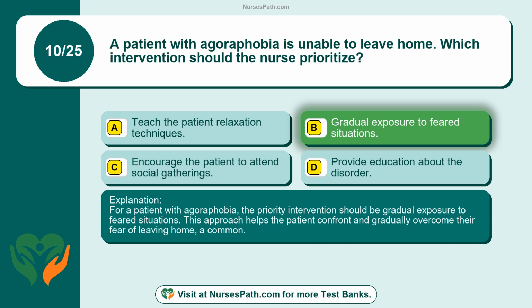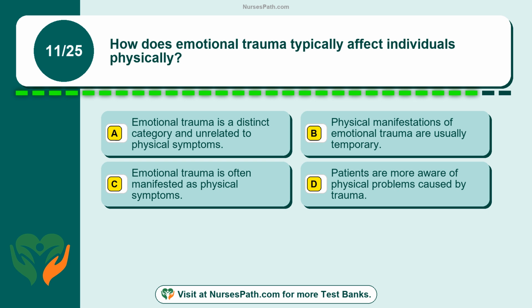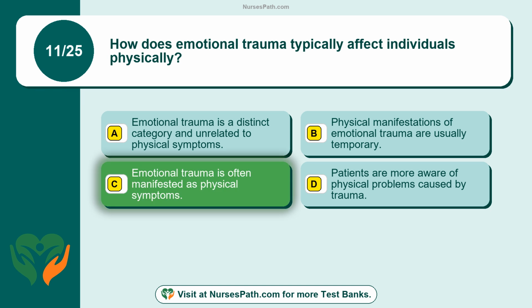Question 11. How does emotional trauma typically affect individuals physically? Option A. Emotional trauma is a distinct category and unrelated to physical symptoms. Option B. Physical manifestations of emotional trauma are usually temporary. Option C. Emotional trauma is often manifested as physical symptoms. Option D. Patients are more aware of physical problems caused by trauma. The correct answer is option C. Emotional trauma is often manifested as physical symptoms.